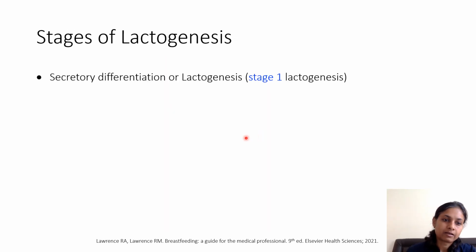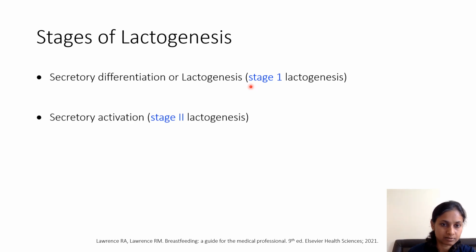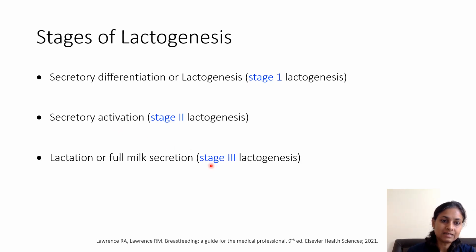Coming to the stages of lactation, there are 3 stages of lactation that are identified, which are now renamed with the mechanism that occurs in each stage. So stage 1 is called secretory differentiation or lactogenesis. Stage 2 is called secretory activation. Stage 3 is called lactation or full milk secretion, and we will discuss each one separately in the coming slides.